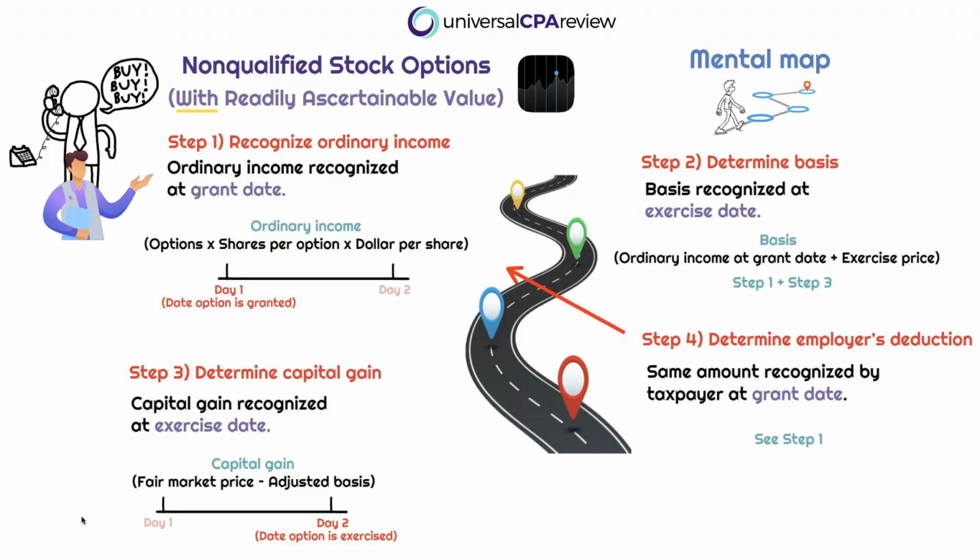Okay, so it's going to help when we go through an example, so bear with me. But the most important takeaway from this mental map is that we're recognizing ordinary income at the date of grant when non-qualified stock options have a readily ascertainable value.